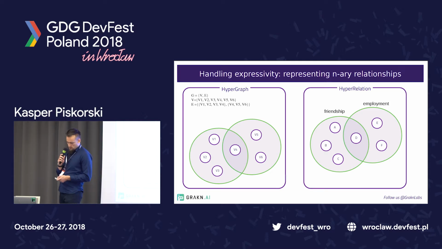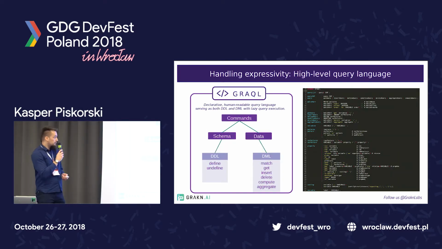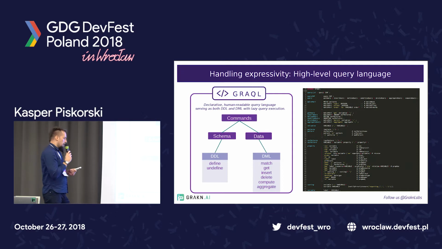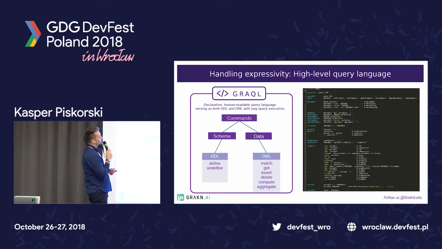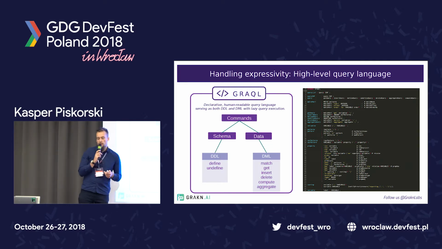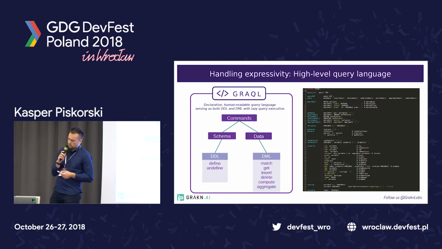So, having defined that, we can start talking about the interesting things, which is the query language, and how you actually access those conceptual figures in practice. So we came up with a language that we call Grakn, which is a declarative language, which we wanted from the beginning to be human readable, and which serves both as the domain, as the data definition, as well as data manipulation language.